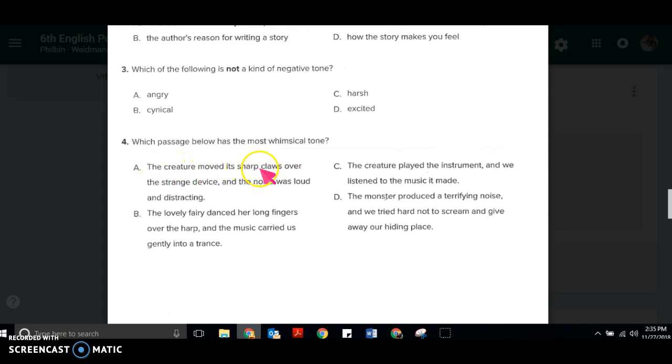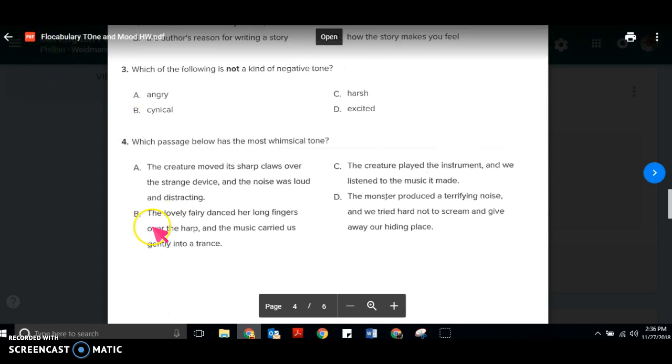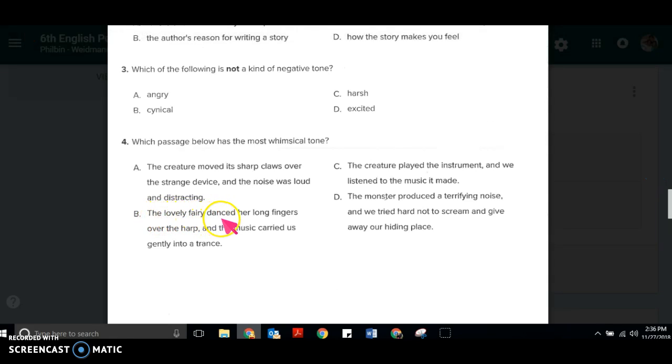A. The creature moved its sharp claws over the strange device, and the noise was loud and distracting. B. The lovely fairy danced her long fingers over the harp, and the music carried us gently into a trance. C. The creature played the instrument, and we listened to the music it made. D. The monster produced a terrifying noise, and we tried hard not to scream and give away our hiding place. Which of these passages has the most whimsical, meaning playful or mischievous, tone?